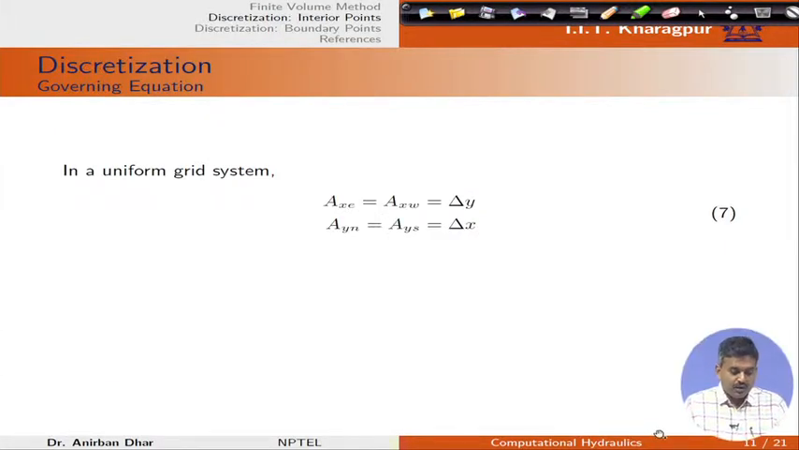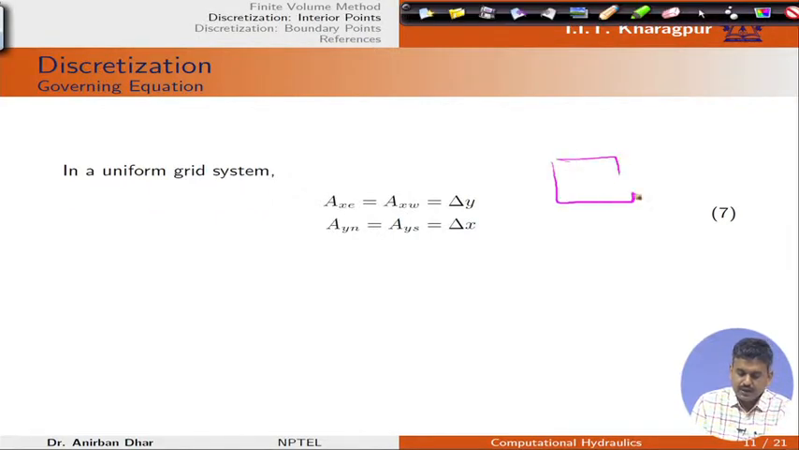In a uniform grid, we can consider that area for east face, this is our P, this is east face, this is west face, south and north. Ae magnitude is del y and An magnitude is del x.